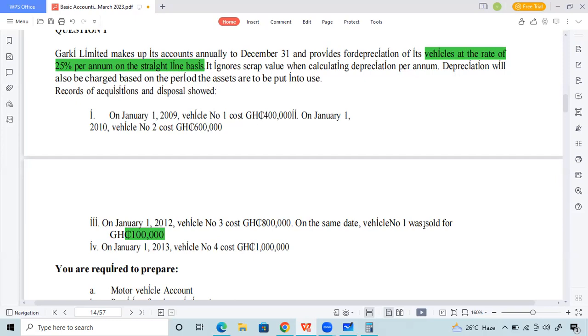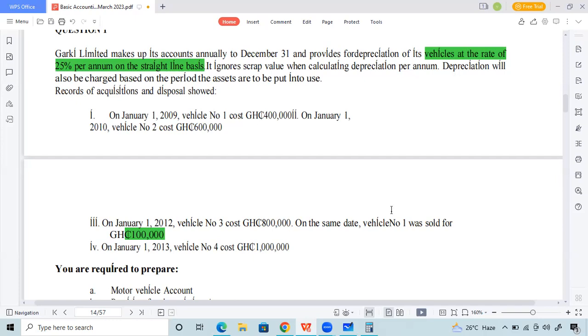It's like a liability account. If you want to reduce it, you are going to debit. So now, since you are selling the asset, the depreciation will also go out. The cost will also go out. That's just the interpretation of it.